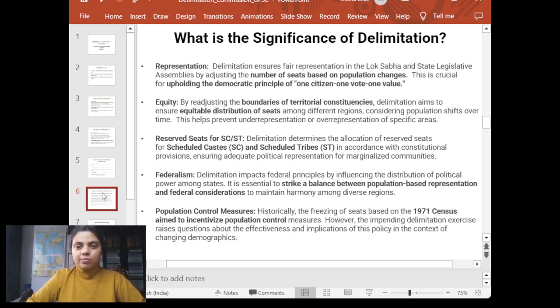Another thing we can see here is the population control measure. We have seen that in the year 1974, after the 1971 census, there was a freezing in the Delimitation Act. We decided not to readjust the seats and the boundary of territorial constituencies, and we tried to incentivize population control, as we all know that India is one of the most populated countries now. So in order to control the population, we took this decision to freeze the seats.